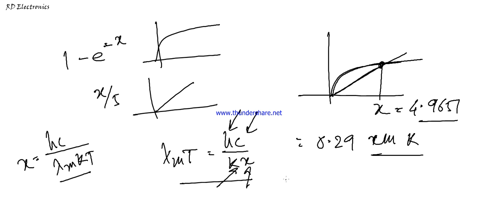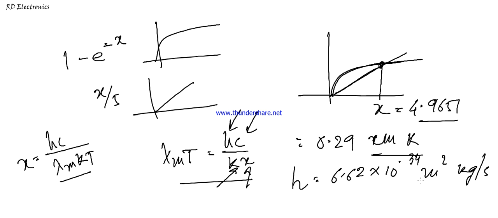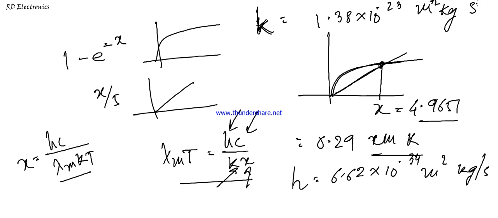And what is the value of Planck constant? The Planck constant value is 6.62 into 10 to the power minus 34 m square kg by s. And what is the value of this Boltzmann constant k? This is a small k, the Boltzmann constant. The value is 1.38 into 10 to the power minus 23 m square kg s minus 2 K minus 1. And last one, the speed of light. Everyone knows that it is 3 into 10 to the power 8 meter per second.